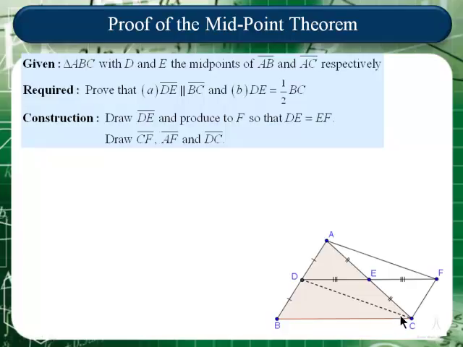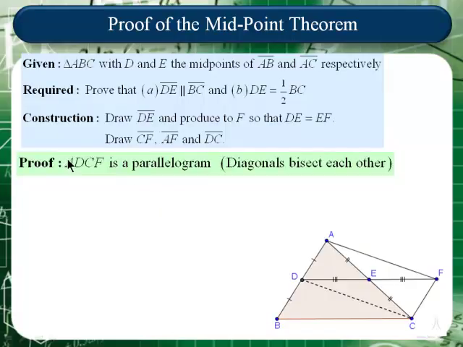Now in order to prove this, we do the following construction. We draw DE and produce it to F, so that DE is equal to EF. And in addition, we draw line segments CF, AF and DC.